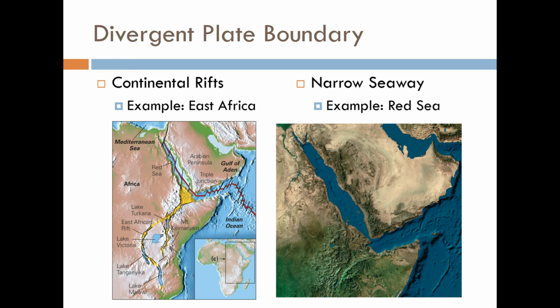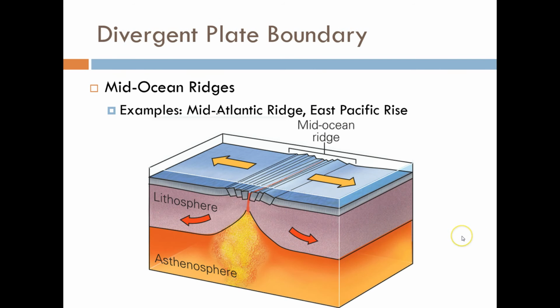Once that continental rift gets wide enough and you start filling it in with basalt and you get that oceanic crust, you get a narrow seaway, and a great example of that is the Red Sea here. This is just a little bit more advanced, and you can sort of see the topography down. There's actually a little ridge of volcanoes running down the middle of it. So there are volcanoes that are erupting on the bottom of the Red Sea.